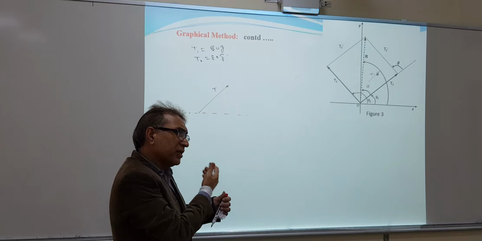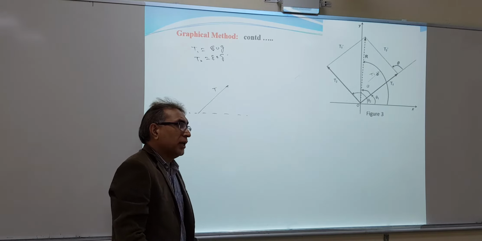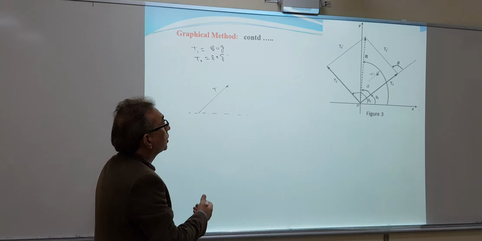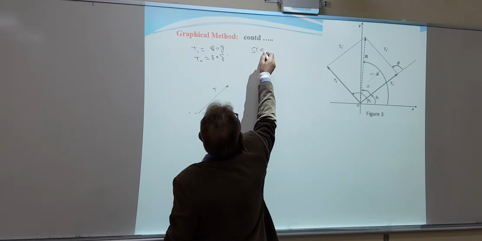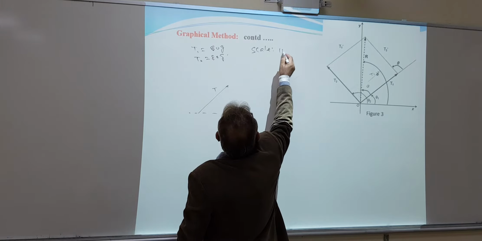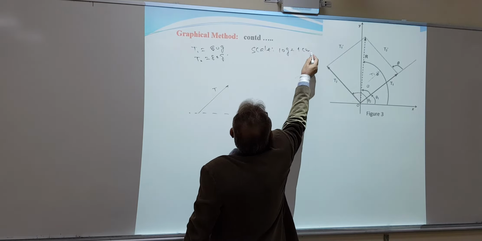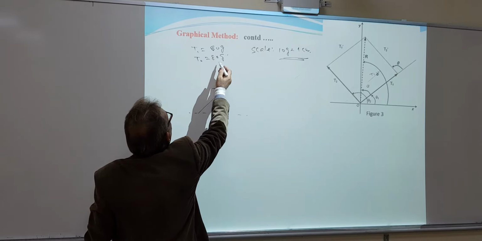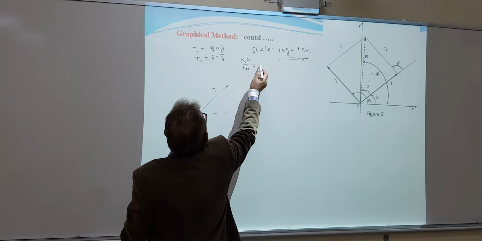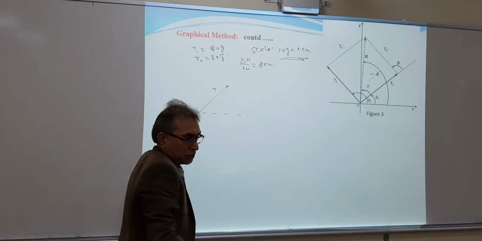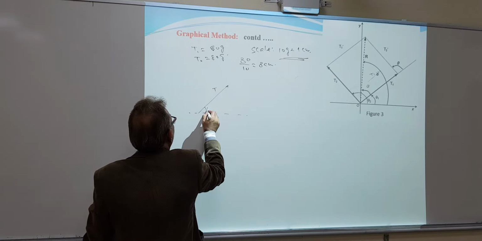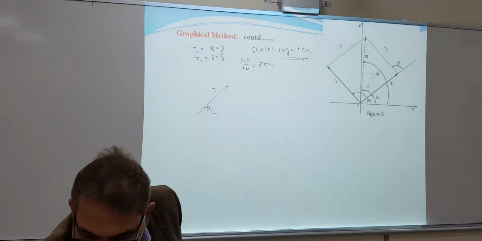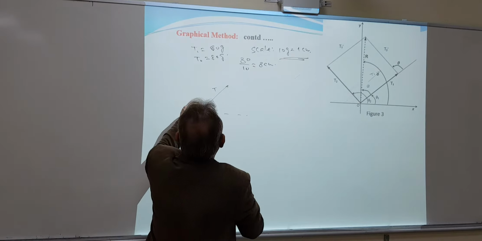Now, how do we represent the gram weight as a vector with a line and an arrowhead on the graph paper or on the board? We select a scale. Let 10 gram equal 1 centimeter on the graph paper, for example. So if you have 80, 80 divided by 10 gives 8 centimeter. You will make the same angle theta 1, for example 40 degree, with the degree scale, right?